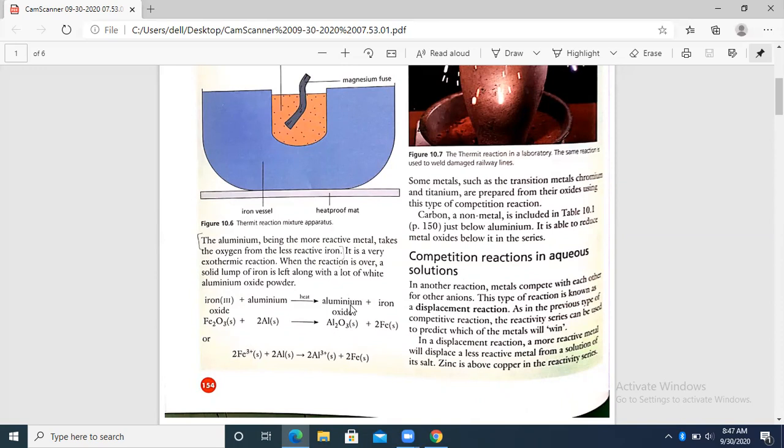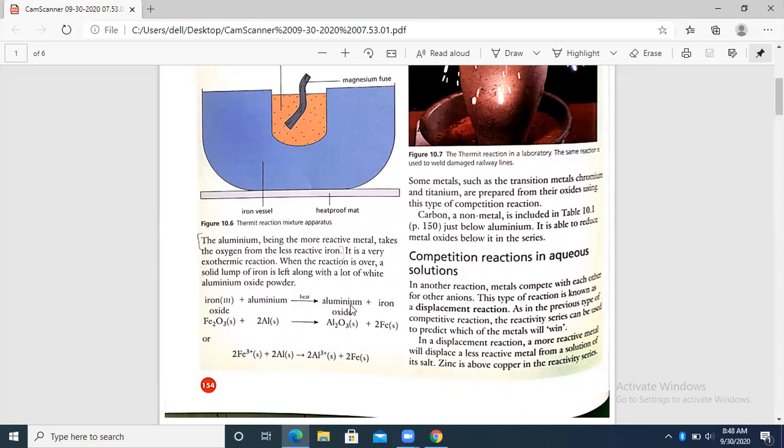If it is happening in the case of iron and copper, you know that iron will win because iron is more reactive than copper. So like that, in the pair, whoever has more reactivity will win. And that's a competition reaction.